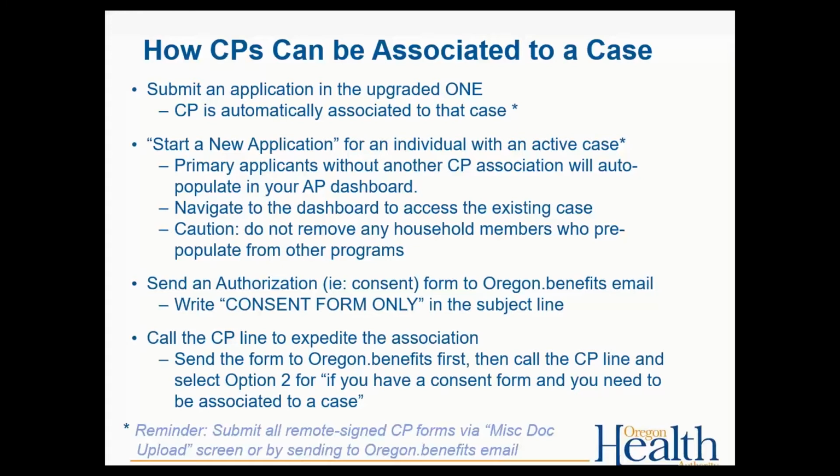The third way that you can do it is you can send a consent form, which is now called an authorization form. So hopefully you've all seen the memo that we have a new consent form. It is called an authorization form. There's going to be some confusion about those two terms, but we're going to use them interchangeably right now. You can send that authorization form to the Oregon.benefits email that you're all very familiar with, I'm sure.